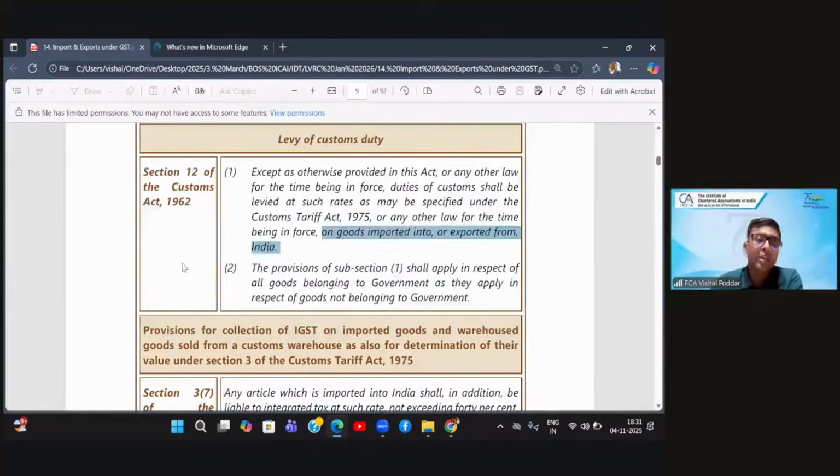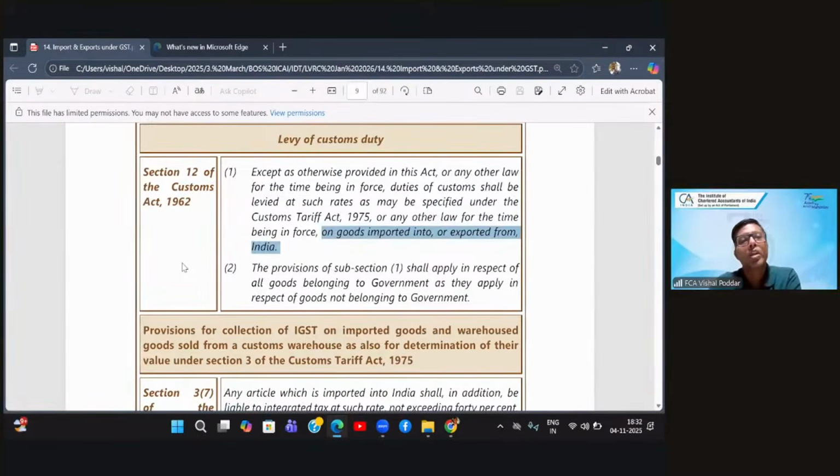Now, in this case, even though the goods are removed from Bombay port, still they are with customs. How? They are kept in the Chennai warehouse of customs. So still they are under customs control. Hence, technically there is no clearance and hence there is no levy of customs.